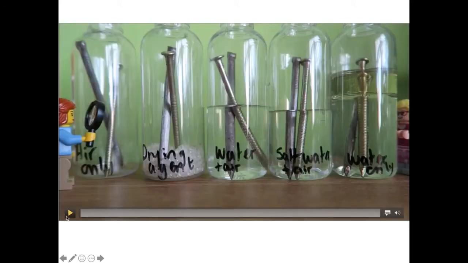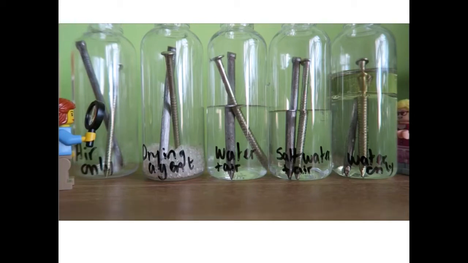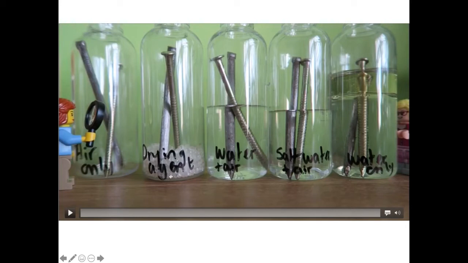Here's another example of chemical weathering where we have nails put into 5 different plastic bottles. One simply has air on the left. One has a drying agent with no liquid. The one in the center is water plus air. The one second from the right is salt water plus air. And the one furthest on the right is water only.